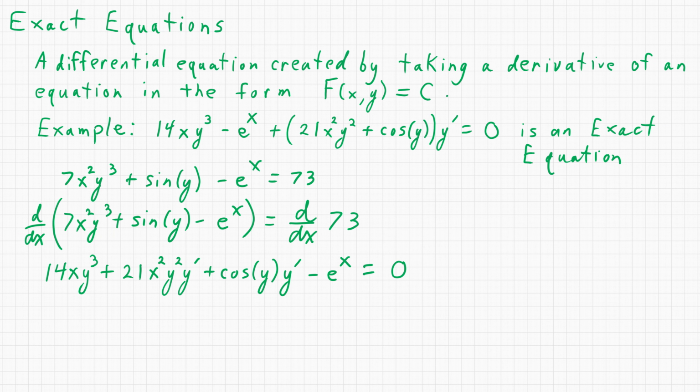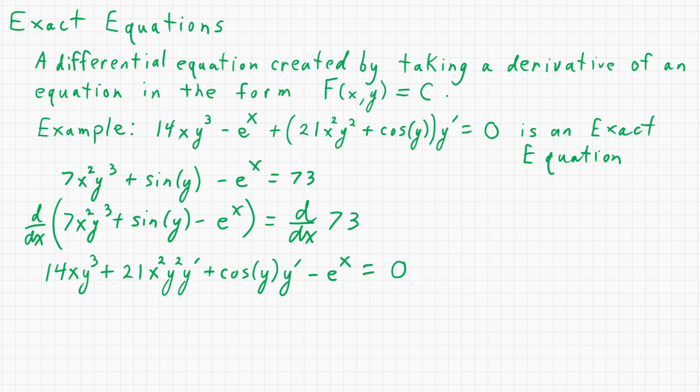And so the terms have been rearranged a little bit, but here's our 14xy cubed. There's the 14xy cubed. Here's the minus e to the x. Here's the minus e to the x. Both these terms have been grouped with a y prime, so we have a 21x squared y prime. There's the 21x squared y prime. And then here's the cosine y prime.